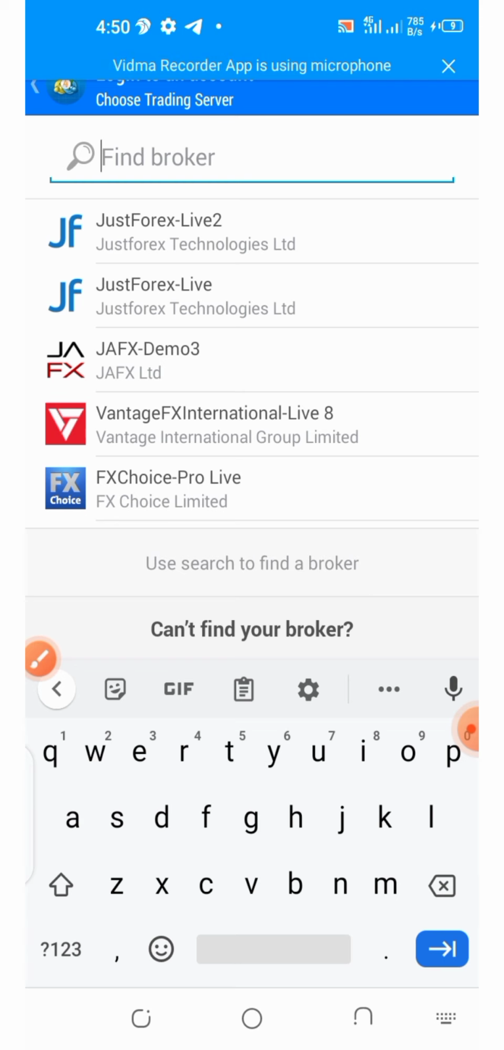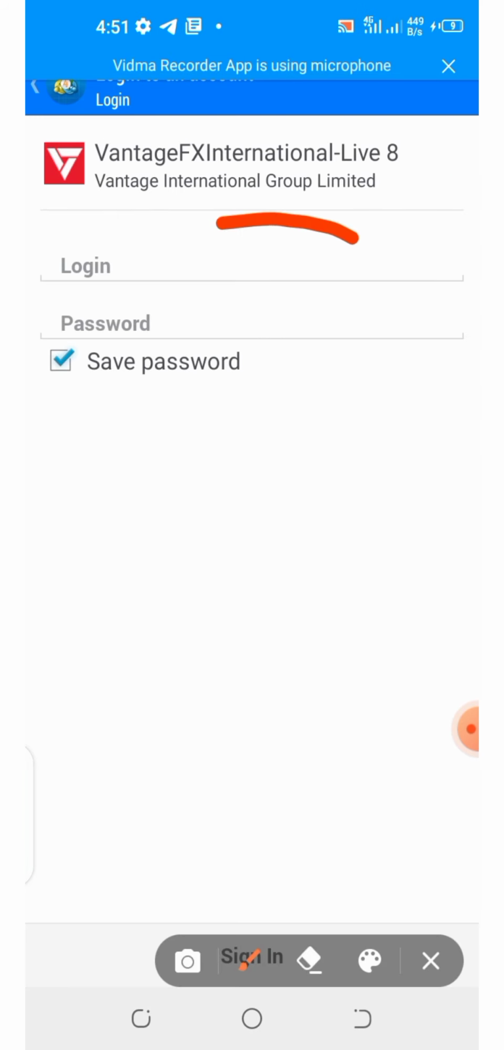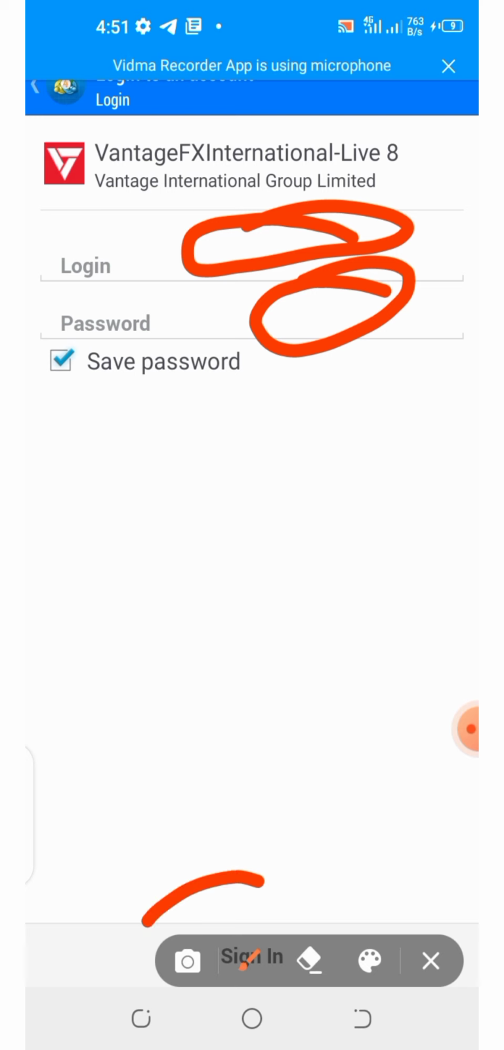Take for example, you have this account. If you want to use maybe Vantage, just click on Vantage. Then this is the login and this is the password. So enter your login here. The login is always numbers. Then enter your password and you click on sign in. That is all. When you click on sign in, you are logged into your account.